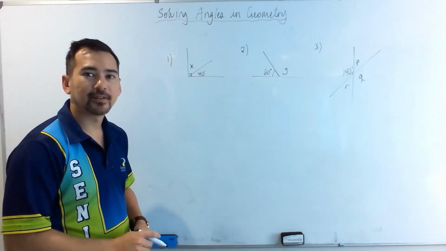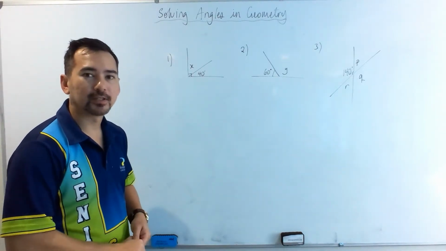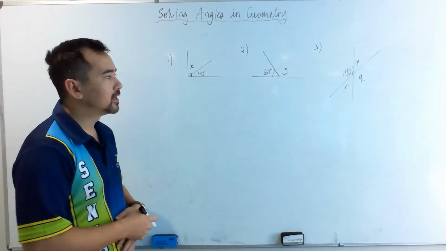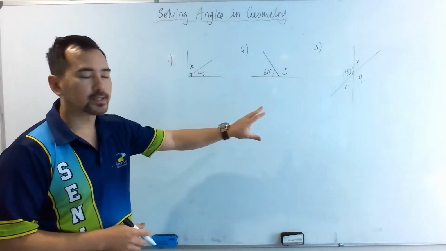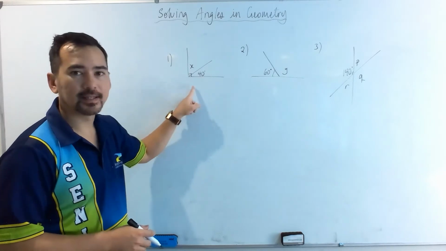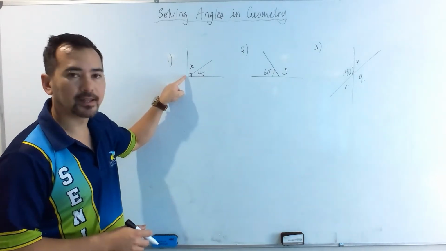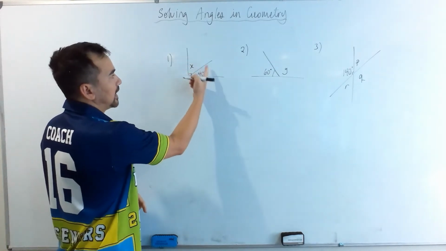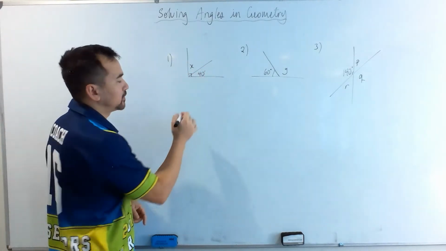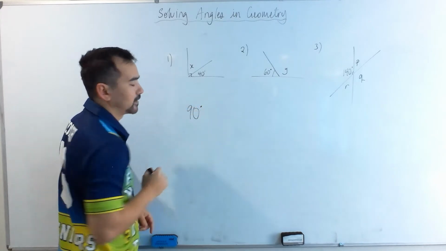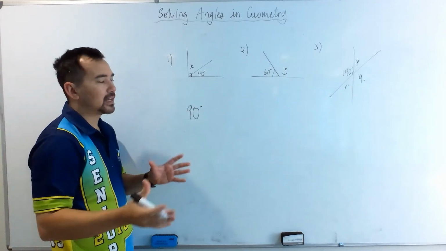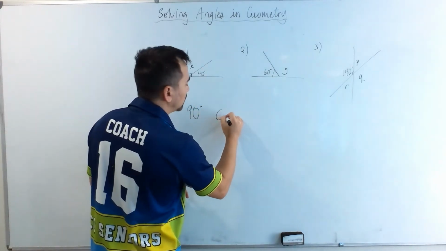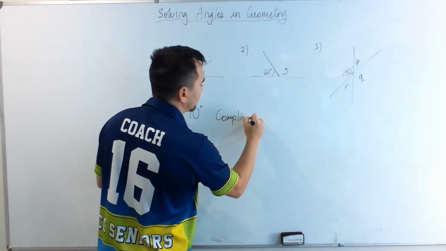Hey everyone, let's have a go at some of these geometry questions where we're solving for angles. Okay, now I'm starting with three really basic ones. This here is a right angle indicated by the little square, okay? And so these two angles together add up to 90 degrees. And when angles add up to 90 degrees, we call them complementary.